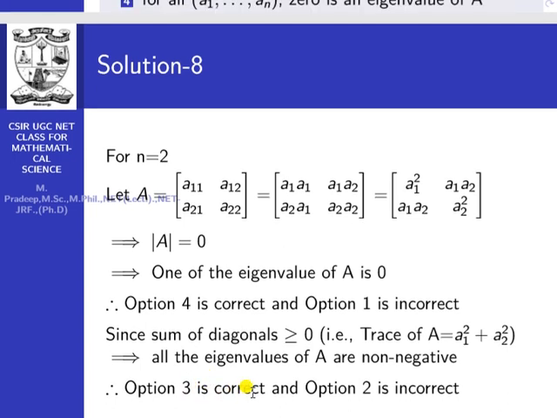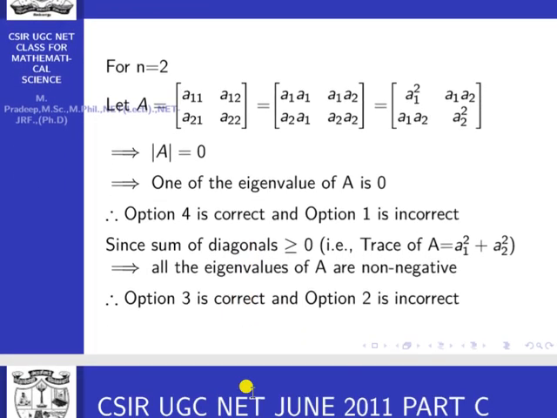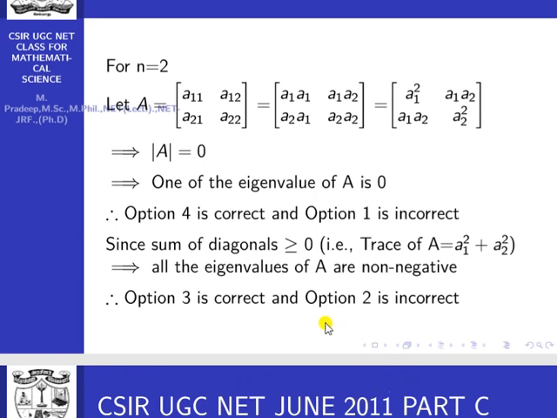What is option 2? Positive definite. Positive definite is the wrong one, so option 2 is incorrect. It's a very simple problem. Take a 2 by 2 matrix and try it like this, and we get the result.